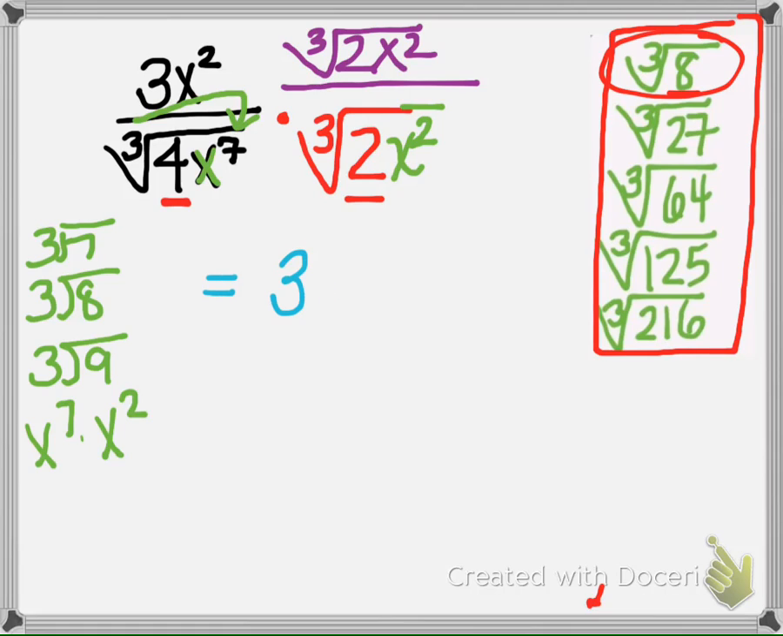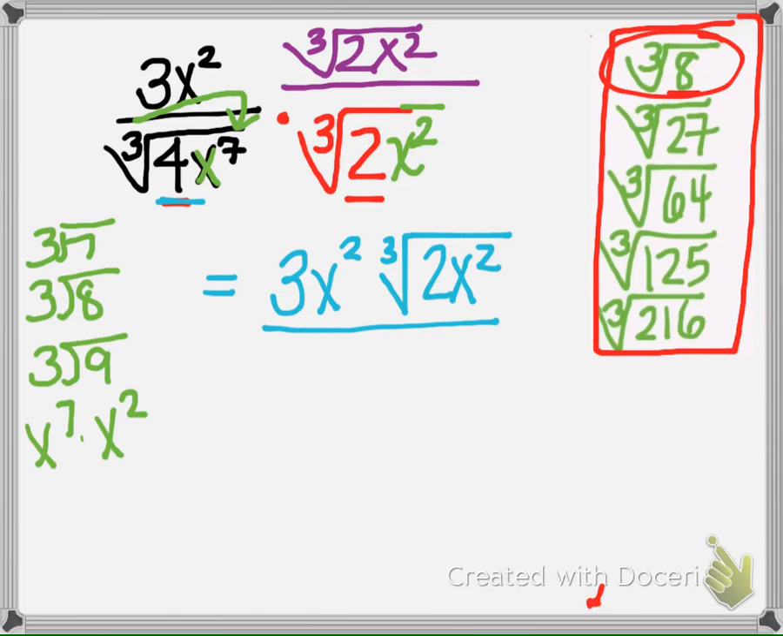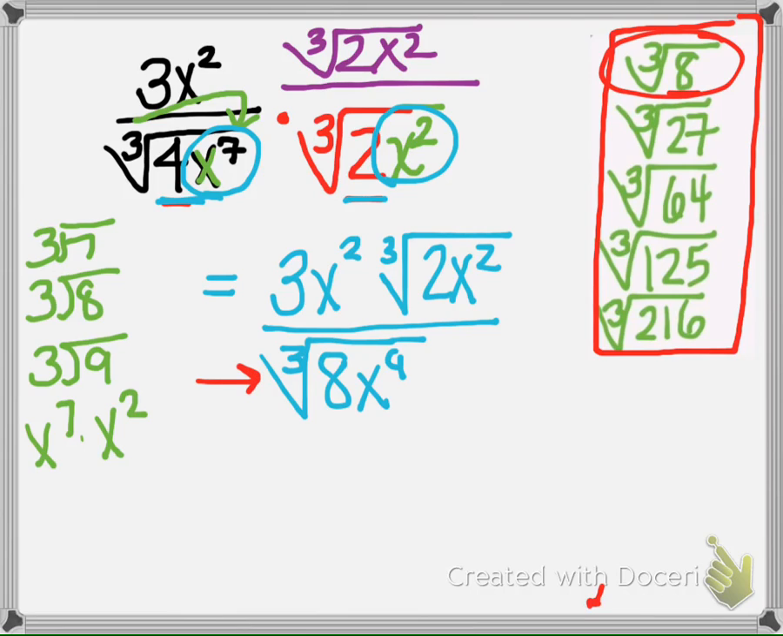So now we have 3x squared times the cube root of 2x squared all over 4 times 2, that's the cube root of 8, and then x to the 7th times x squared is x to the 9th. If we did this right, when we evaluate this, this should not be a radical anymore. So the cube root of 8 is 2, and 3 goes into 9 3 times.